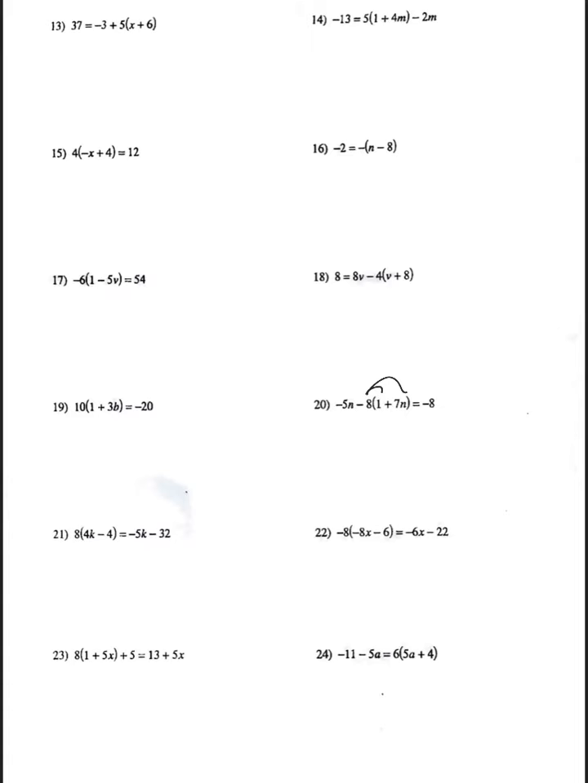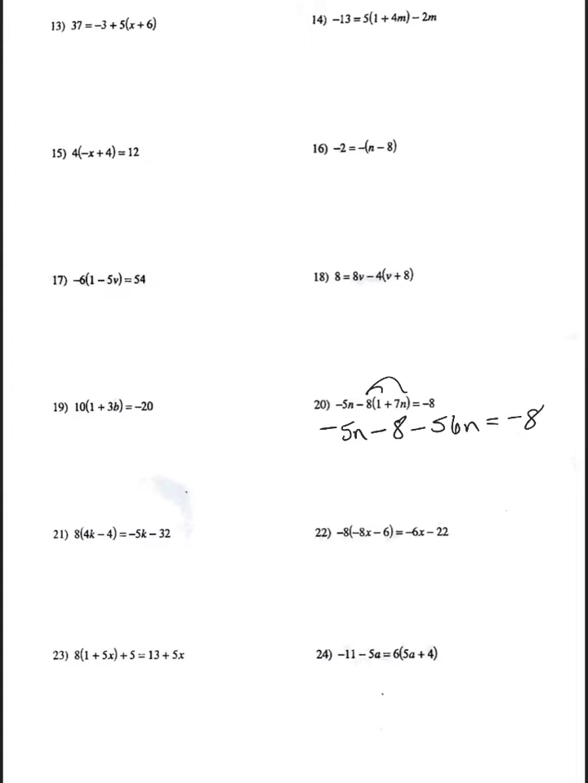Okay, so you just bring down the negative 5n because you can't do anything with it yet because you have to do the multiplication first. Negative 8 times 1 is negative 8, so that's why you put a minus 8. And then negative 8 times 7n is negative 56n, so that's why you put negative 56n equals negative 8.